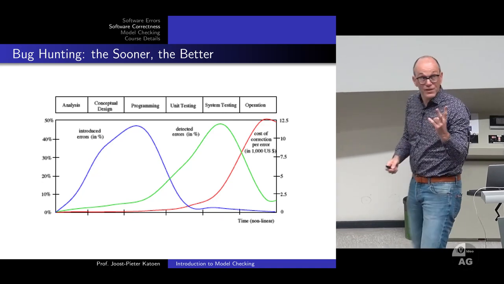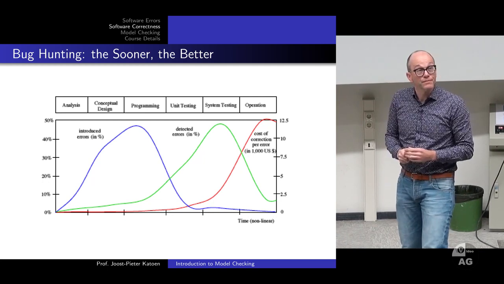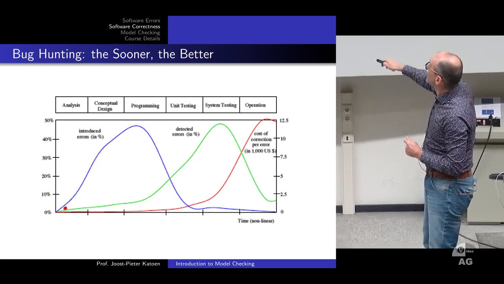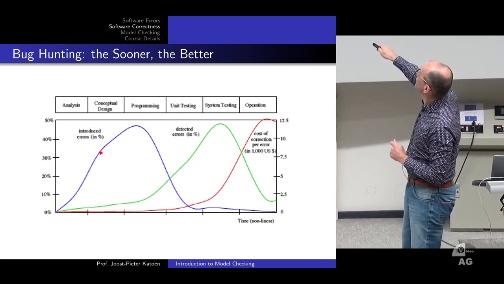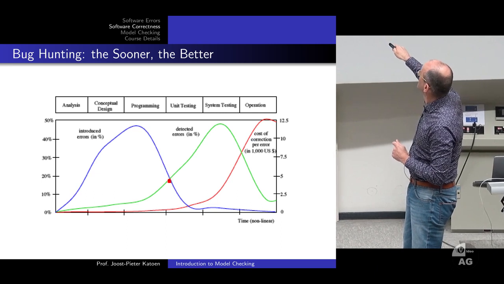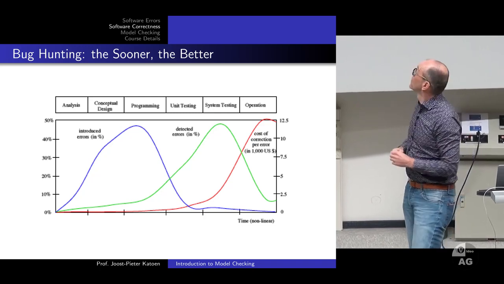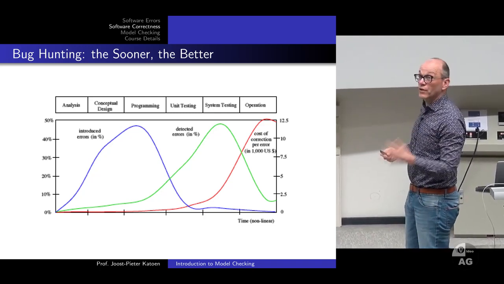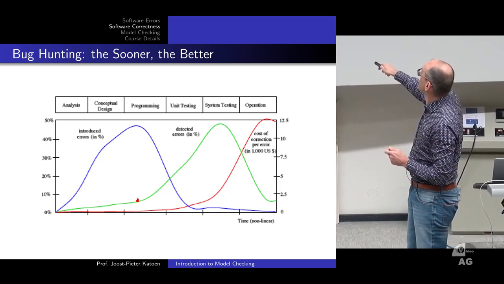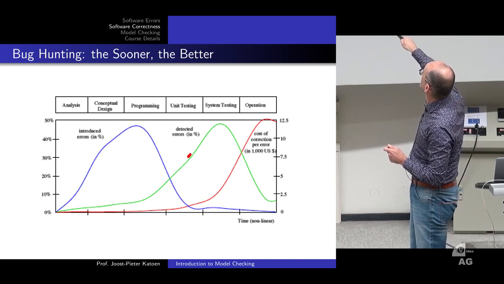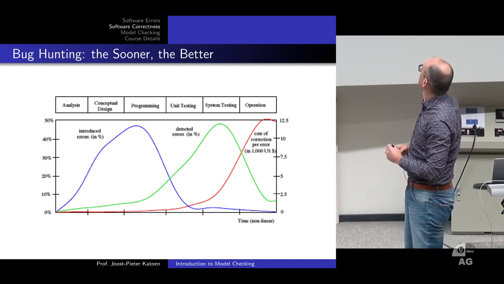Good. And now there are two y-axes. Here on the left, it tells you what is the percentage of errors. So what you see is that according to this curve, and this is based on empirical studies, most of the errors are introduced in the conceptual design and during the programming. But here you see that the number of errors is actually going down. Then the green curve tells you when the errors are being detected. So initially, of course, bugs will be detected. Here, bugs are detected, but most bugs are detected, well, some of them during unit testing, but most of them if you test the entire system, which is not so surprising, perhaps.